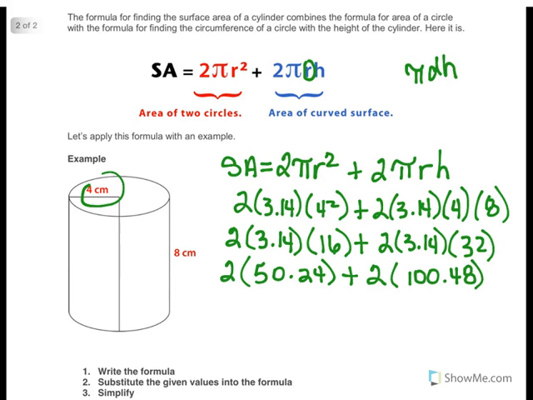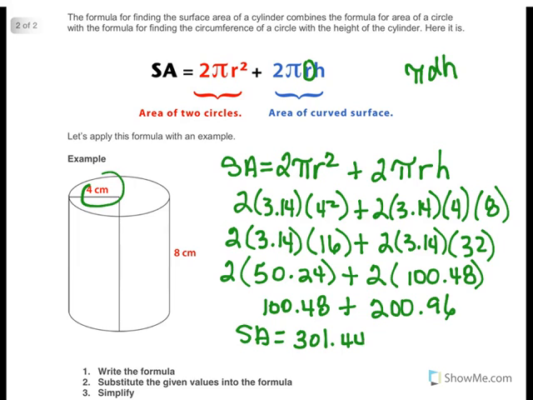Then I have 2 times 50 decimal 24, which gets me 100 and 48 hundredths, plus 296 hundredths. Add it all together, my surface area is 301 and 44 hundredths. My units are centimeters. I'm talking about area, so I have to put an exponent of 2. That would be my total surface area.